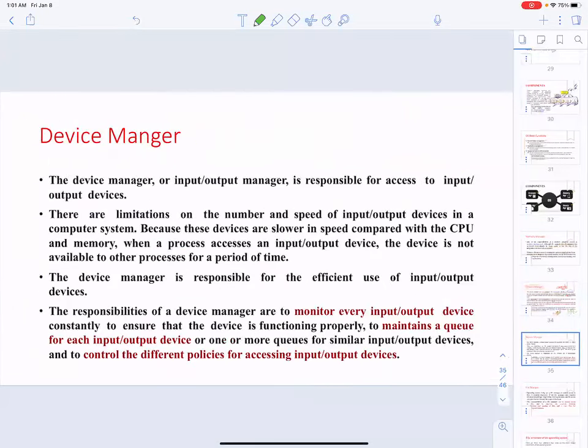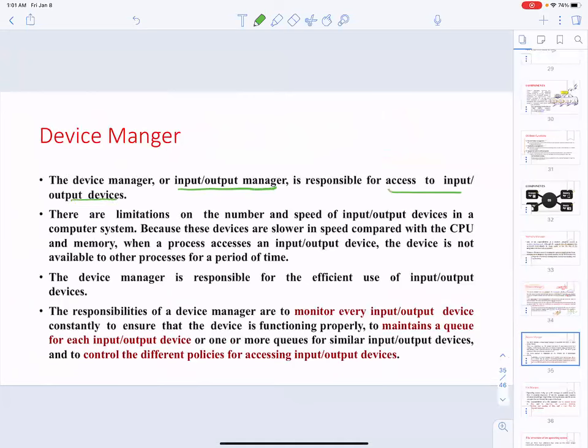The third manager is not related to the memory, nor to the scheduling or management of processes. This is the input-output manager, which we call the device manager. The input-output manager is responsible for accessing the input and output devices.